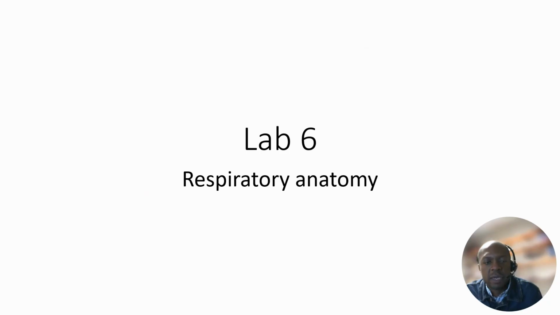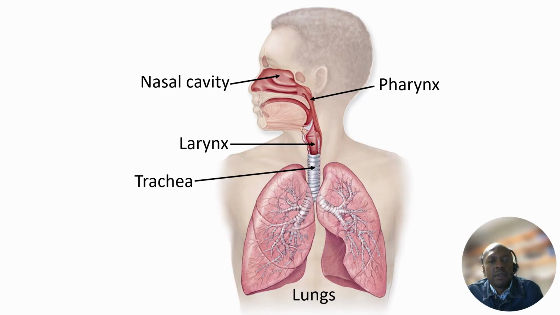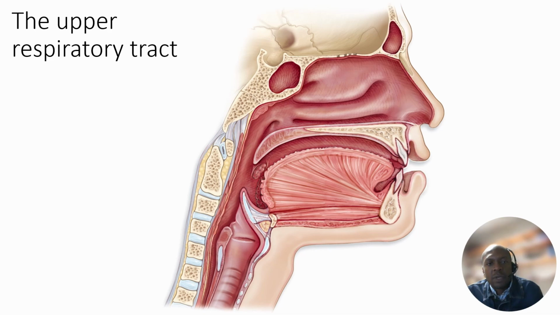All right, welcome. Respiratory anatomy. These are four major regions. So you have the nasopharynx, so that's your nose, and also your mouth, all the way up to your pharynx, and then you have your larynx, and then you get into the lower respiratory tract, which is the trachea, and beneath that, the lungs.